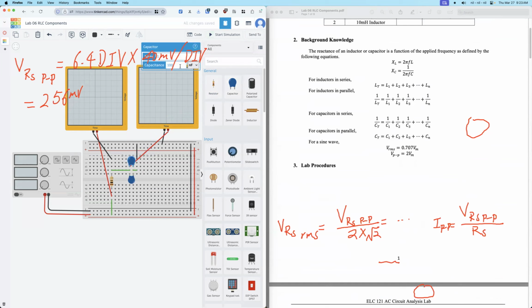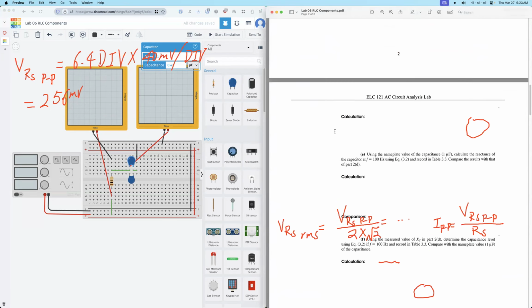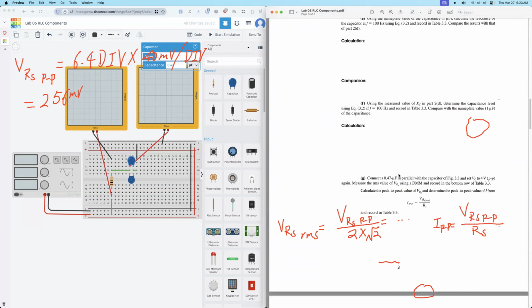Now we need 0.47. Let me double check. Yeah, 0.47, this is the one. Yeah, this is the one. So run the simulation again. Not changing much, but this one changed.